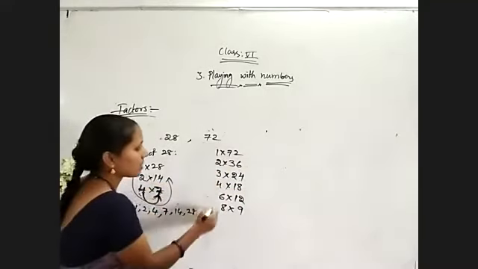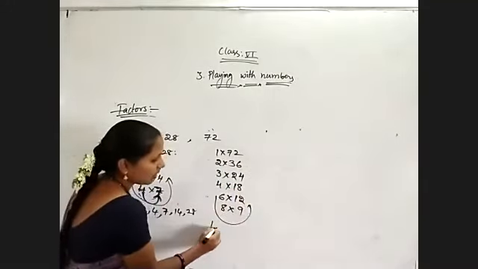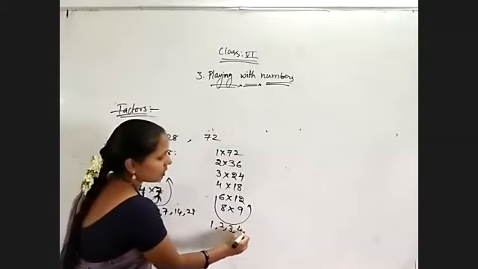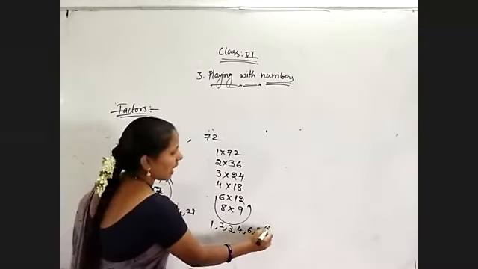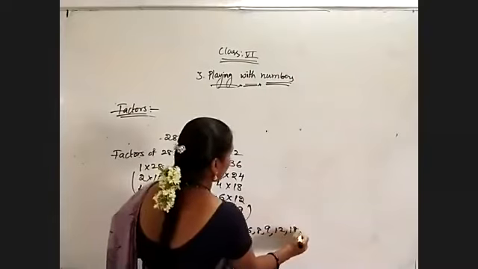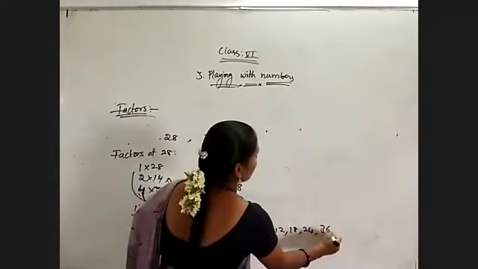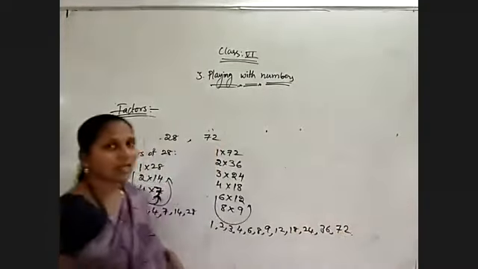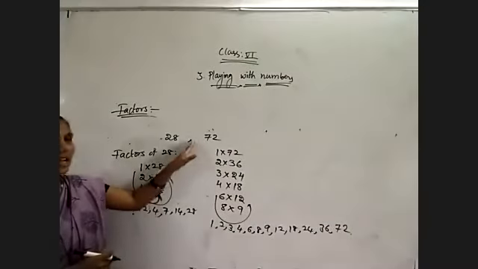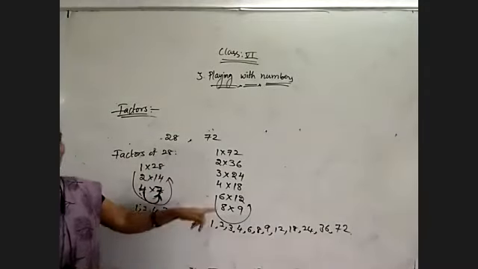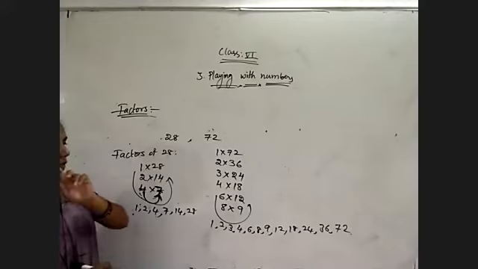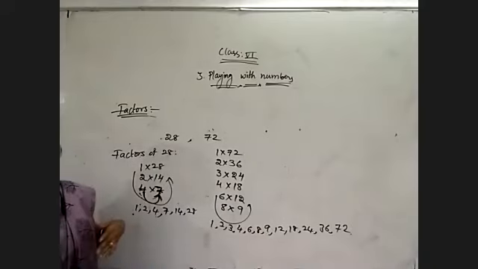So what are the factors of 72? 1, 2, 3, 4, 6, 8, 9, 12, 18, 24, 36, 72. These are all the factors of 72. So this is one of the easiest methods to write the different factors of the given numbers.